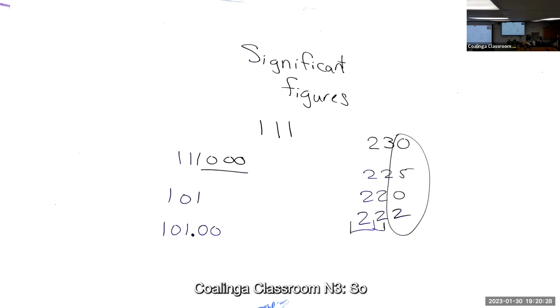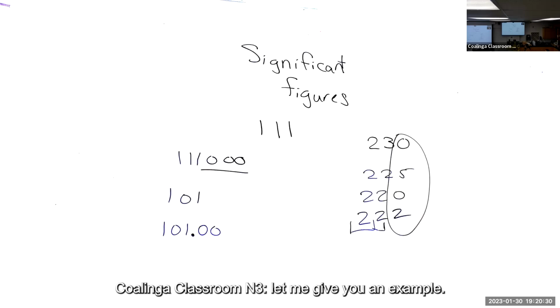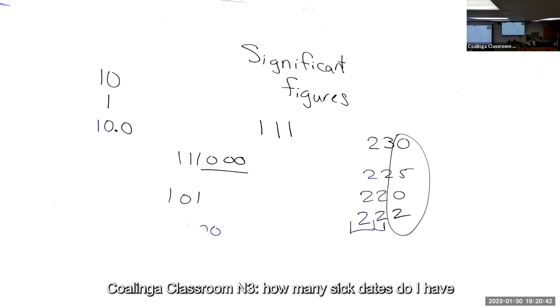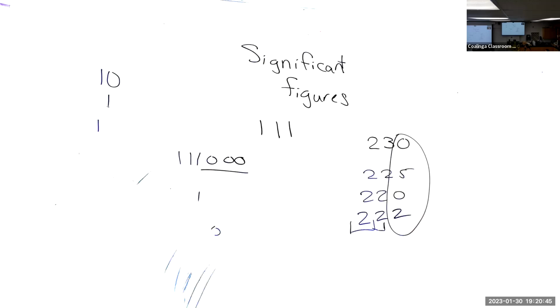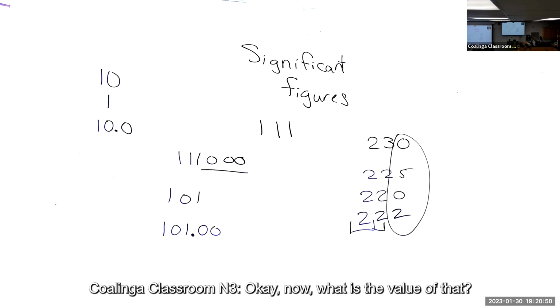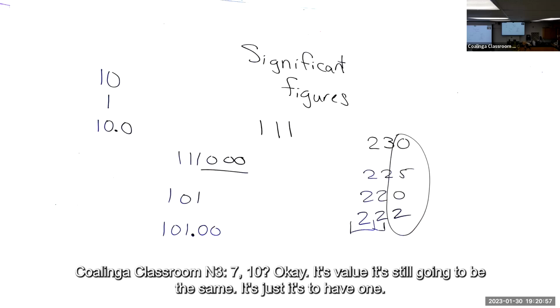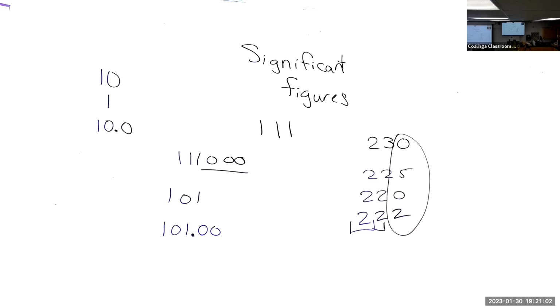Okay, so let me give you an example of examples. So if I have this, and how many sig figs do I have here? I have one sig fig. Okay. Now, what is the value of that? Is it going to be 1? Or is it going to be 10? It's going to be 10. Okay. Its value is still going to be the same. It just means that you have one significant fig.